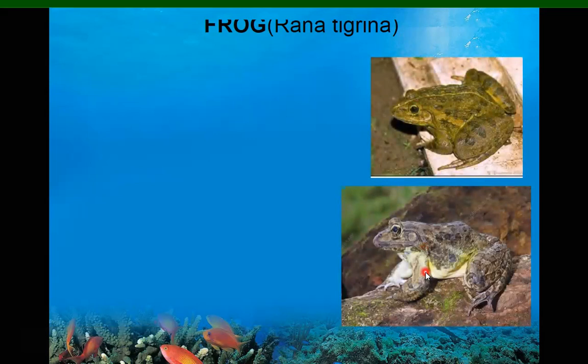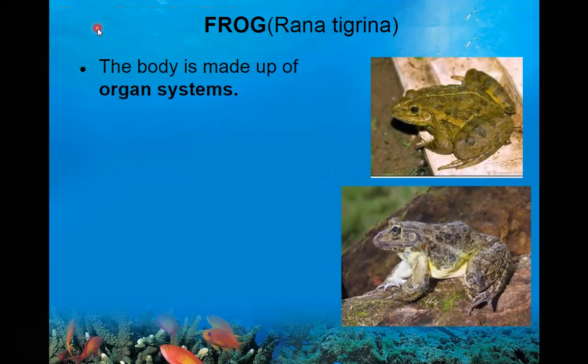You will find different varieties of the species of the frog around you, but this one is known as Rana tigrina. The body is made up of organ systems. As we have discussed, multicellular organisms have specialized cells. The cells specialize into tissues, and then tissues specialize into organs and organ systems, and the whole organism is formed.